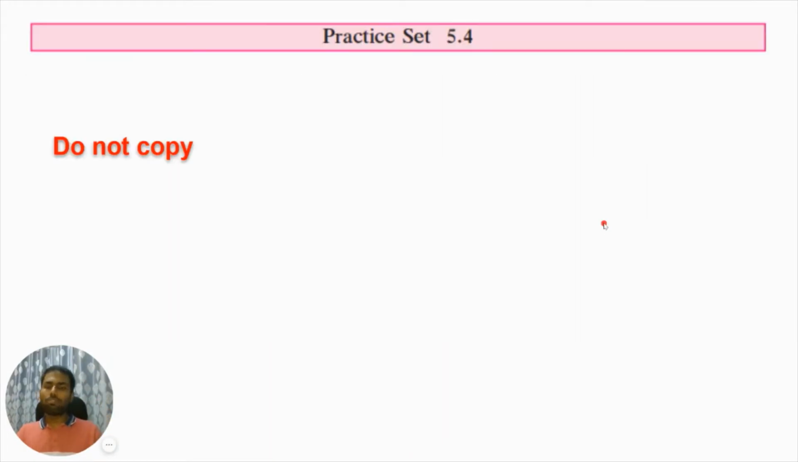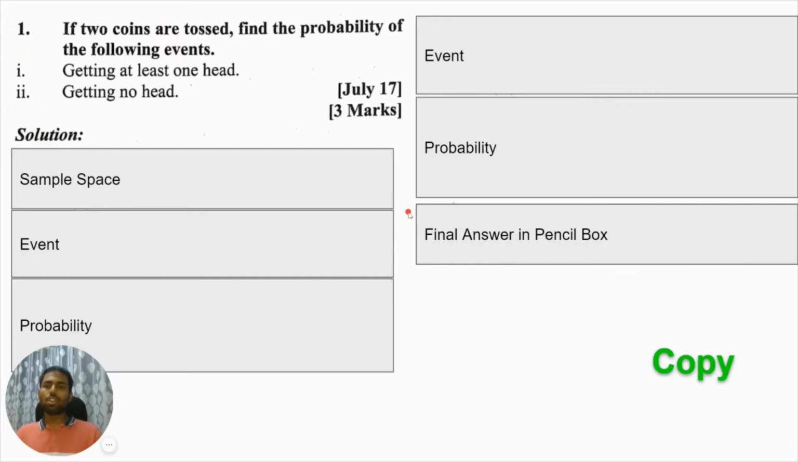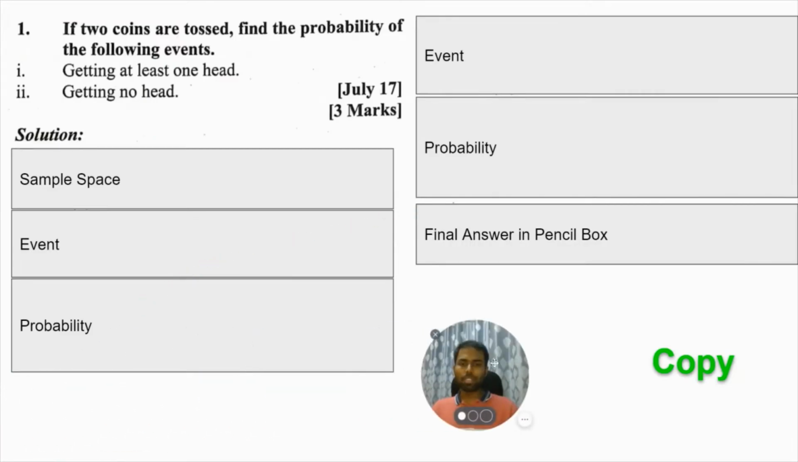Okay, so now we are ready to solve sums from practice set 5.4. This is the first sum. I think there are 5 sums. I could solve 1 or 2 sums for you, and the rest of them you all can solve first, and then you can check if your answers match the ones I have written. Okay, so the first sum was also asked in the July 2017 board exam, and was worth 3 marks.